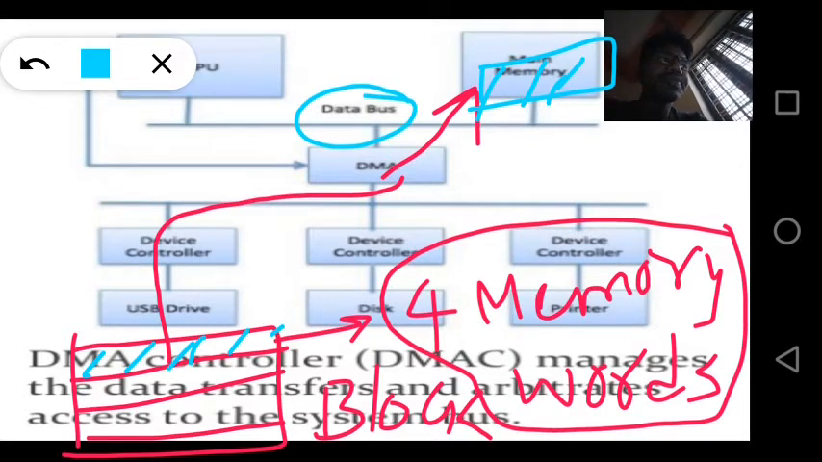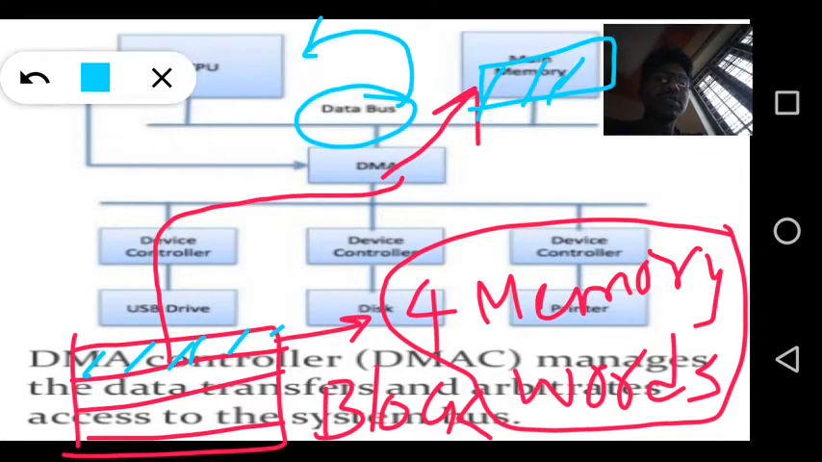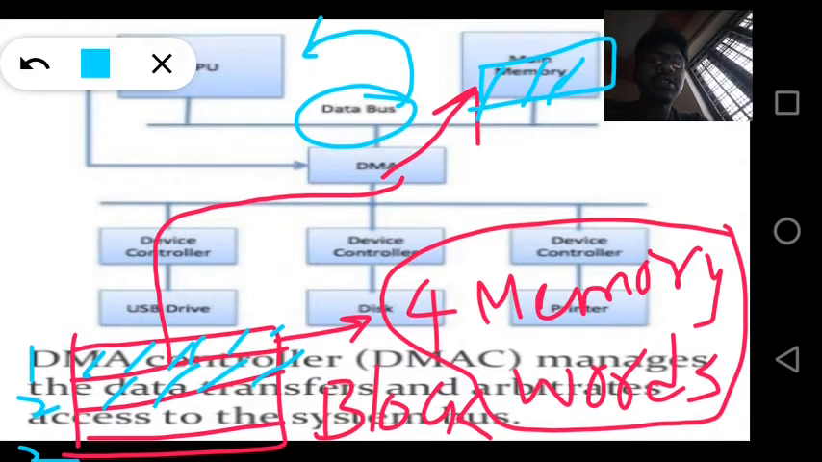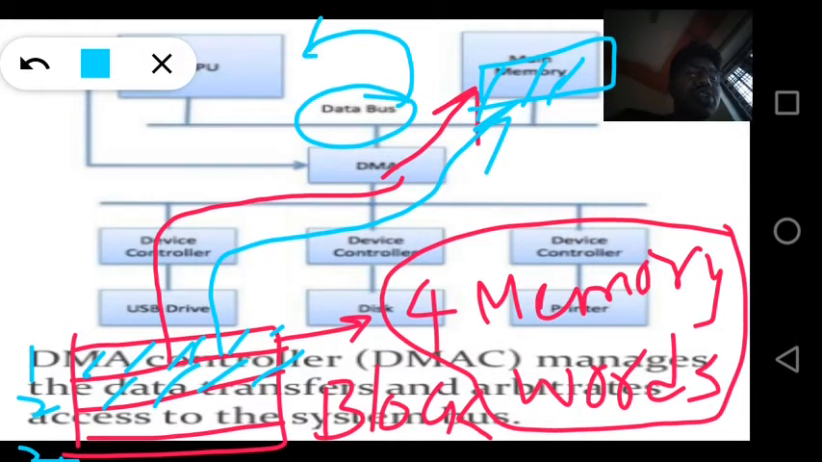Then it must return the data bus to the processor. After the next cycle, the second word has to be transferred to DMA, and DMA to main memory. So here the entire block is not transferred in one shot. For each cycle, or at alternate cycles, one word is transferred. The processor and DMA both share the system bus. This is called cycle stealing mode.